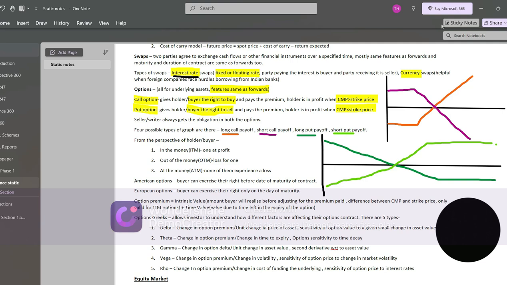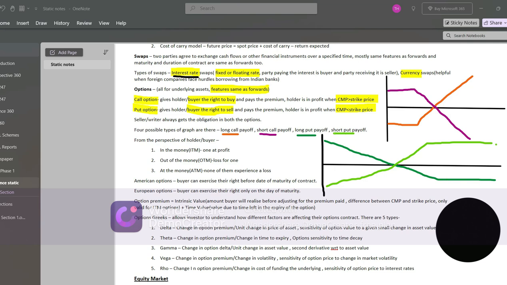The buyer of the put option will be in profit because as the buyer sells the underlying asset, he will want to sell it at the specified strike price when the current market price goes below the strike price. So he will want the CMP to go below, and his maximum loss will be the premium paid. In case the CMP doesn't go below, then this will be his maximum loss, the premium paid.